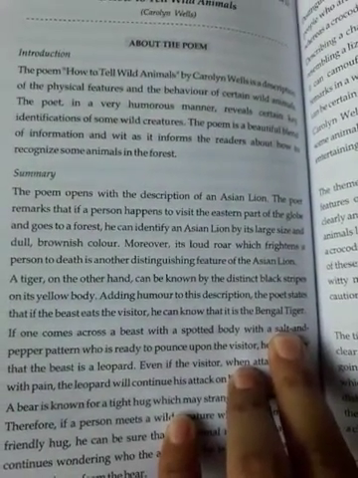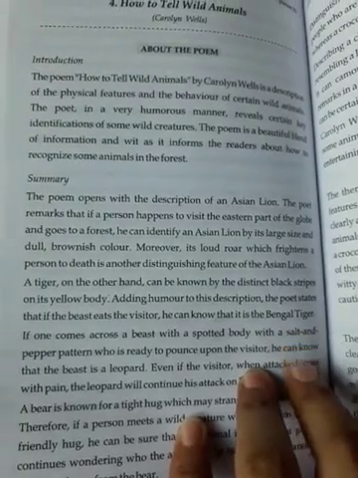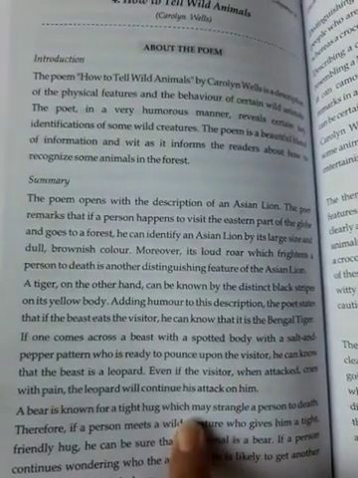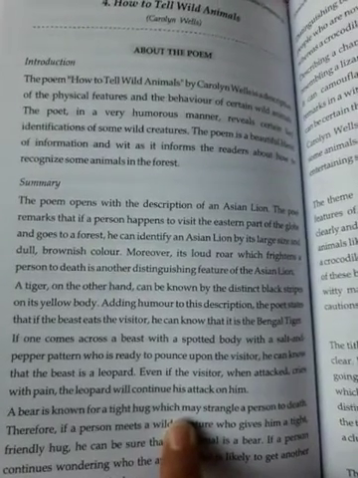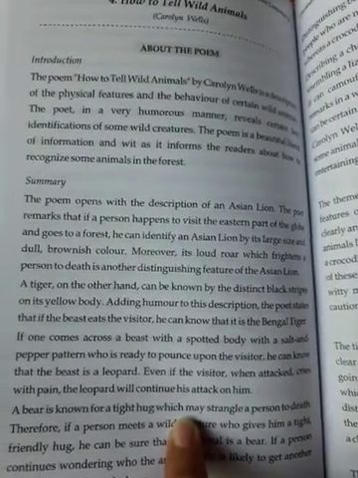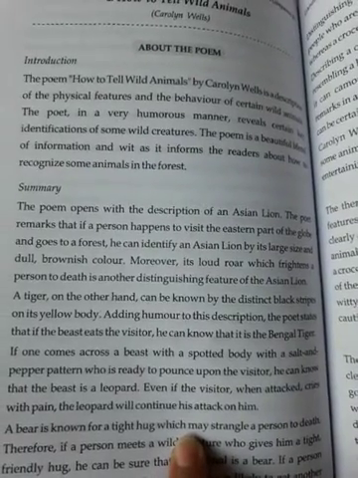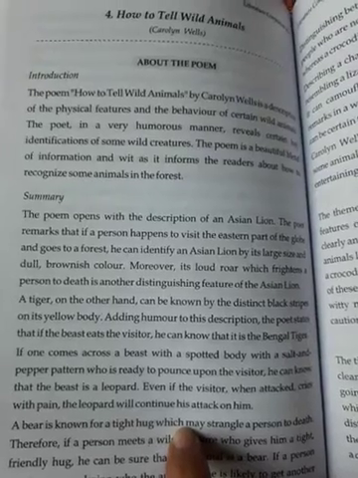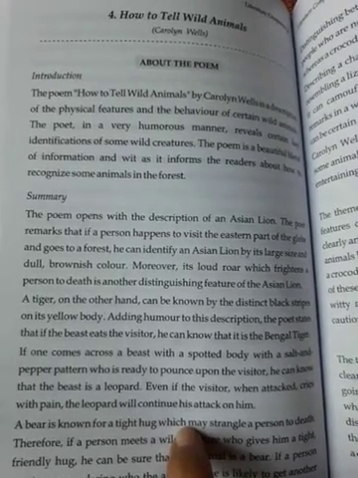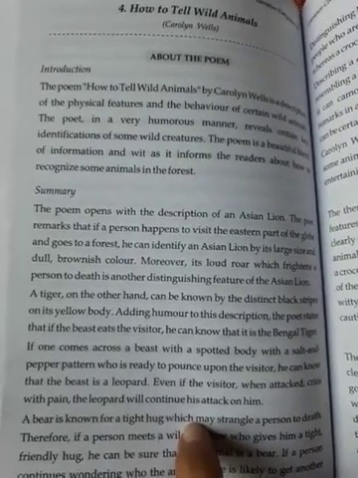The poem opens with the description of an Asian lion. So, in this poem, it is told about the different wild animals. First, we are talking about the Asian lion. The poet remarks that if a person happens to visit the eastern part of the globe and goes to the forest, he can identify an Asian lion by its large size and dull and brownish color.